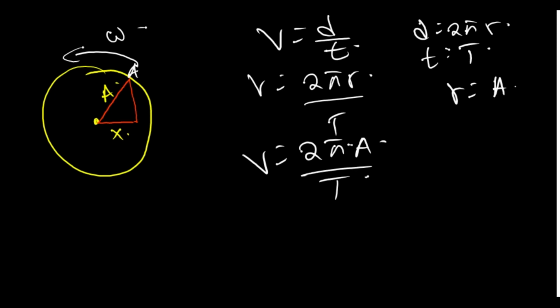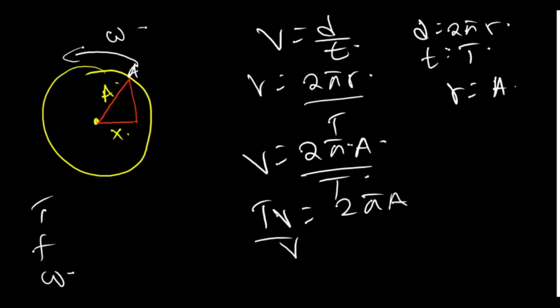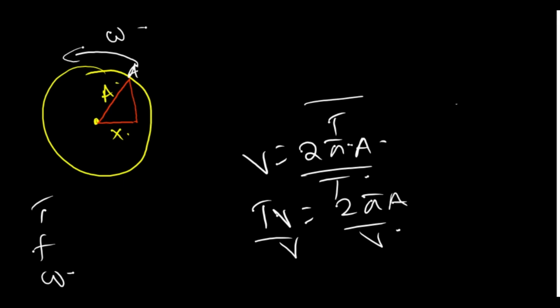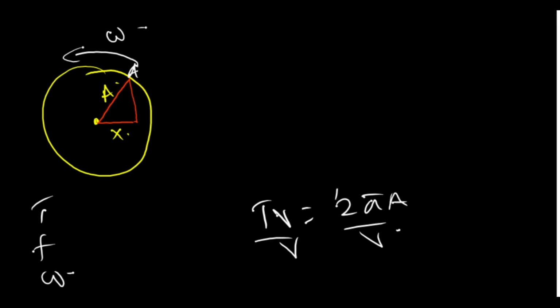Now, we want to come up with the formulas which are going to help us find the period, the frequency, and the angular frequency. From here, we can make T, the period, the subject of the formula. So T v is equal to 2 pi A. We divide by v on both sides, and we find that our period is equal to 2 pi times amplitude divided by v.